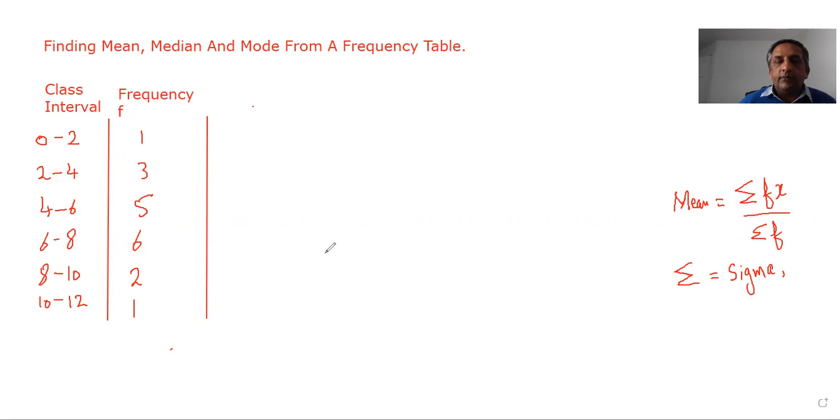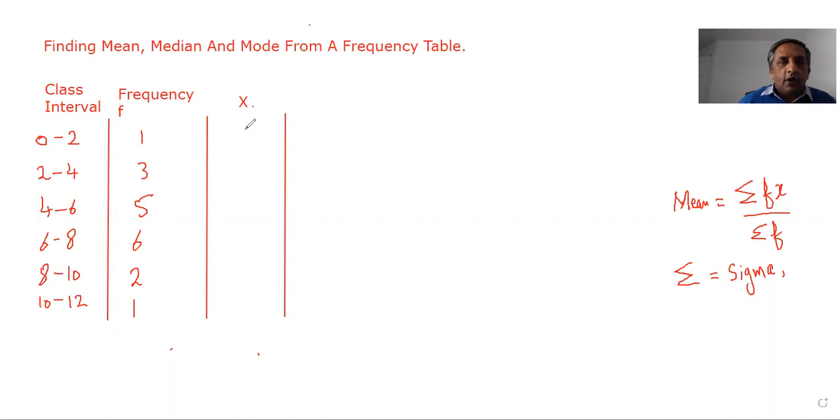In order to find this, we have to make another column, and we will label it the X column, right? So what is X? X is also sometimes called midpoint. What does midpoint mean? Midpoint means the middle of the class intervals, right?